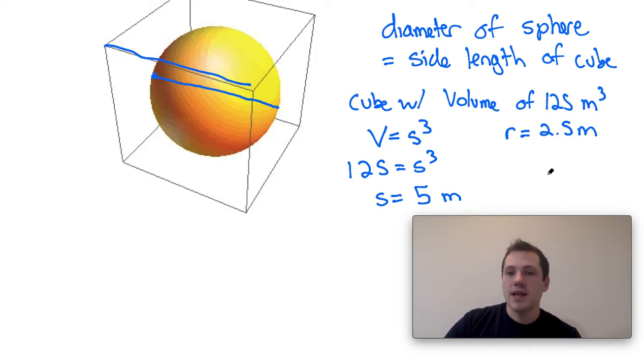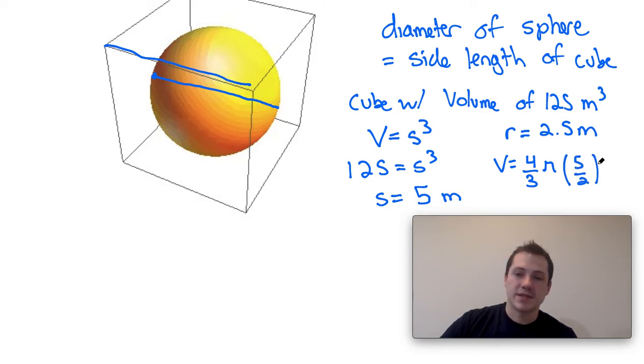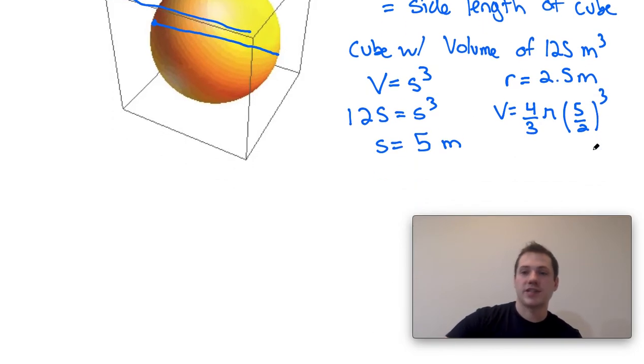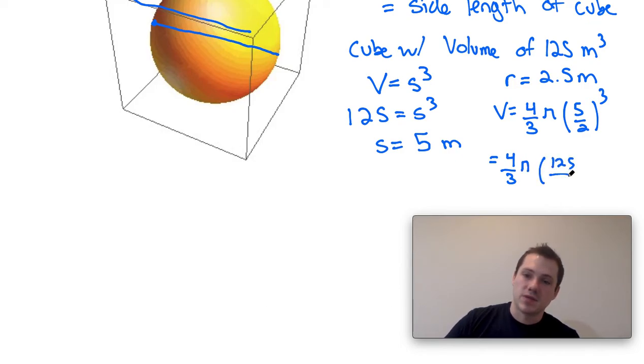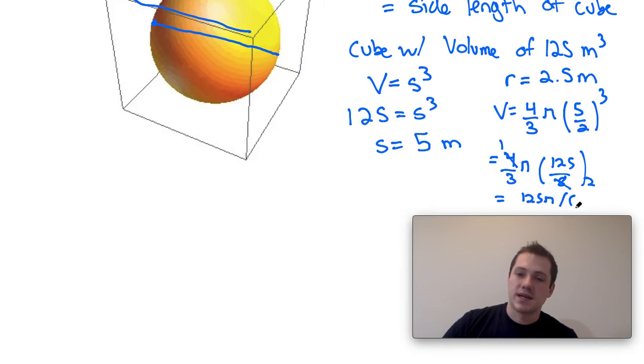So if the radius of the sphere is 2.5 meters, we know the volume of the sphere is 4/3 times pi times r cubed. And instead of 2.5, I'm going to do 5 halves because sometimes it's a little easier to work with fractions. So this would be 4/3 times pi. 5 cubed is 125/8. I can cross simplify. That becomes a 1 and that becomes a 2. And so this becomes 125 pi divided by 6 meters cubed.